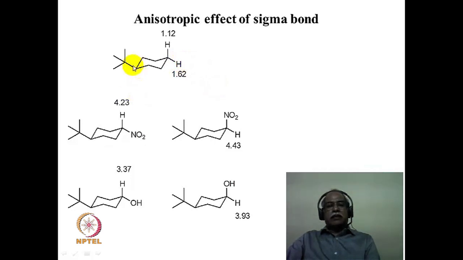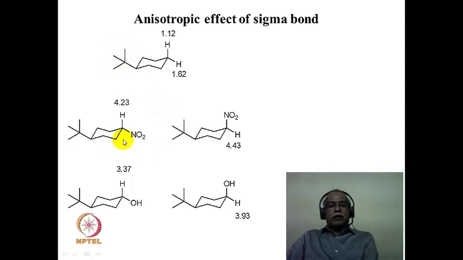In the case of 4-tertiary butyl cyclohexane itself, the axial hydrogen comes around 1.12 ppm, whereas the equatorial hydrogen comes around 1.62 ppm. Now, the case of 4-tertiary butyl cyclohexane is taken because there is no chair-to-chair interconversion in this system. So, one can easily define the axial and the equatorial hydrogens of this system because there is no flipping of the ring from one chair form to another chair form, because you have attached an anchoring group, which is a bulky group, namely the tertiary butyl group.